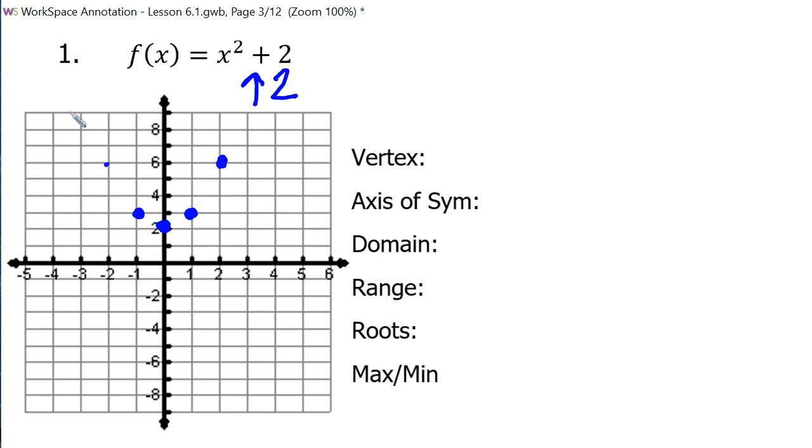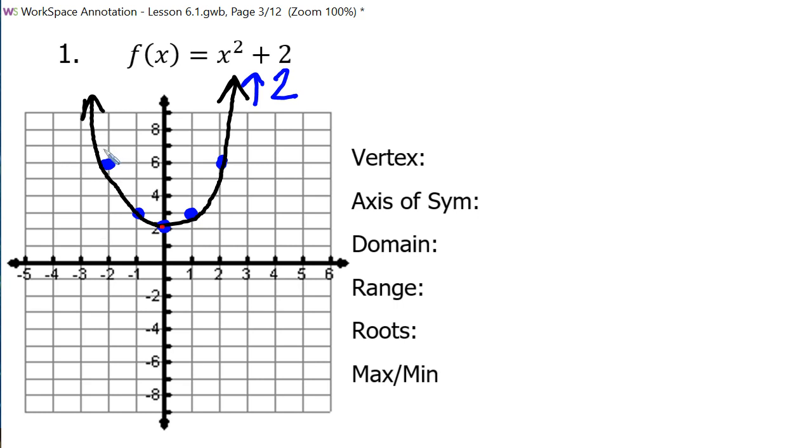Over 2, up 4. If I go over 3, what is 3 squared? 9. Do I have enough room to go right 3 and up 9 from the vertex? No. So those are the only points that will fit. Go ahead and connect them with a smooth curve. Make sure it's rounded at the bottom. And make sure you put your arrows showing it keeps going up.